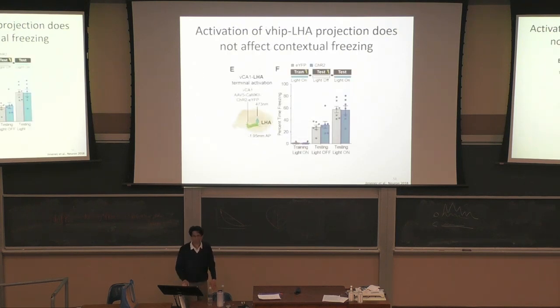Okay, so then they do the same study for the other pathway, which is the pathway from ventral hippocampus to lateral hypothalamus. And they see that if you activate that pathway during either training or testing of contextual fear conditioning, nothing happens to the freezing. So this pathway to lateral hypothalamus seems to not be important for learned contextual freezing.